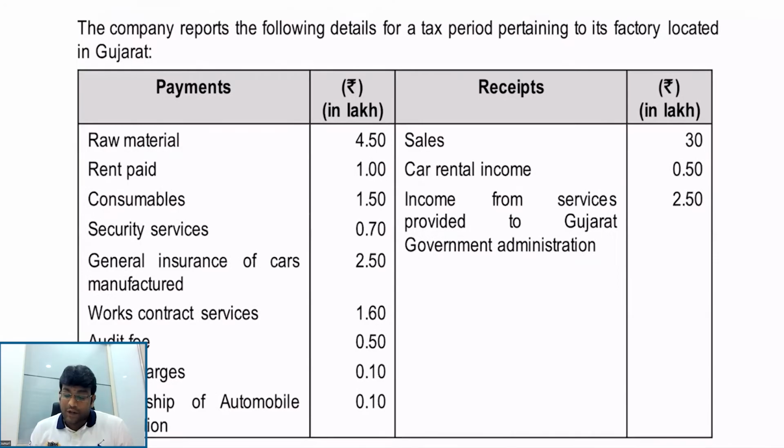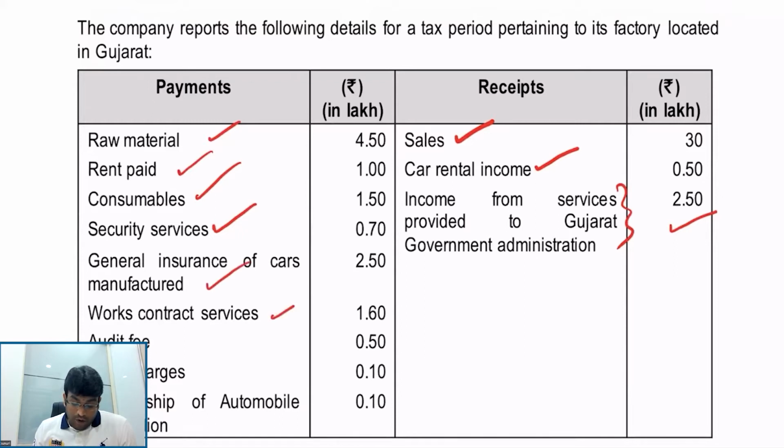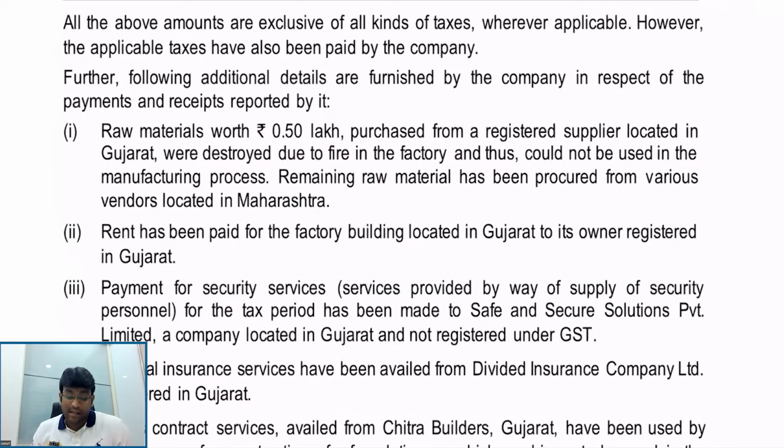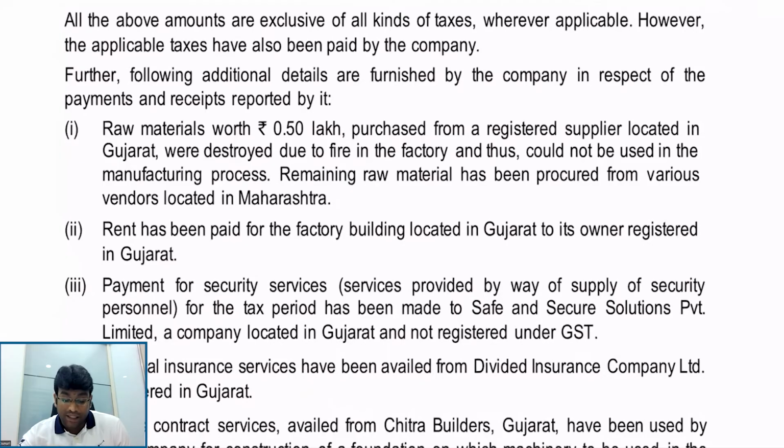Company reports the following details for a tax period pertinent to its factory located in Gujarat. They have given sales figures. They have given car rental income, income from services provided to Gujarat Government Administration, raw material, rent paid, consumables, security service, general insurance of cars manufactured, works contract service, audit fee, bank charges, membership of automobile association. What interesting points they have given. Next. All the above amounts are exclusive of all kinds of taxes wherever applicable. However, applicable taxes have also been paid by the company.